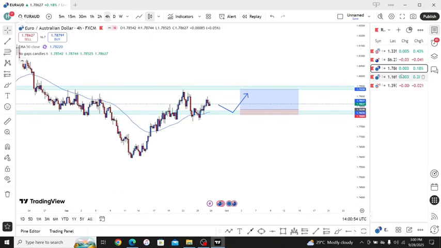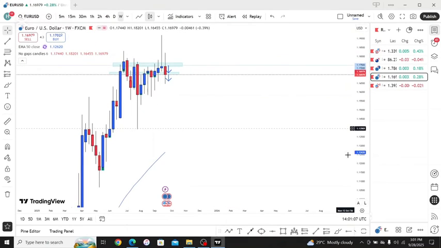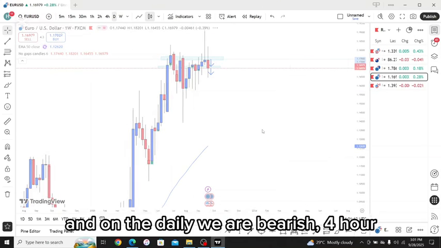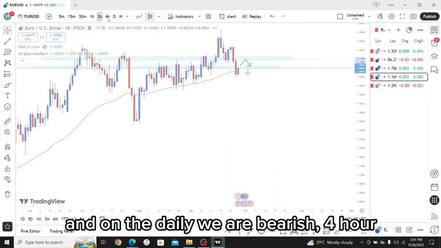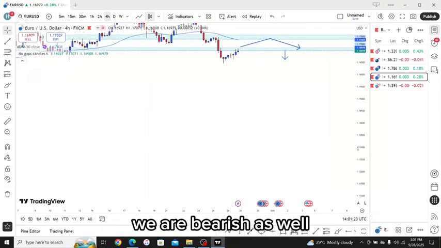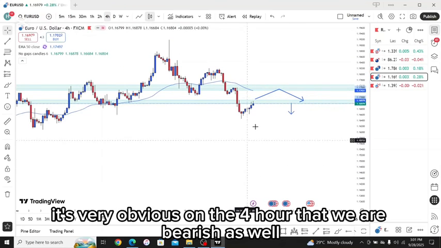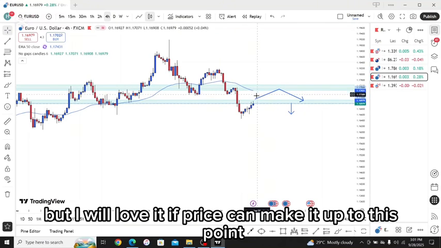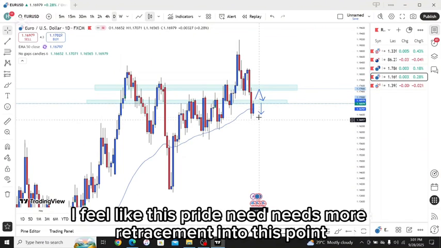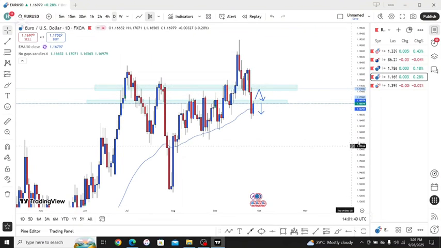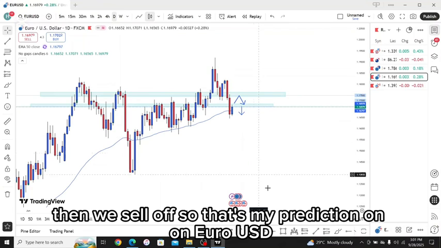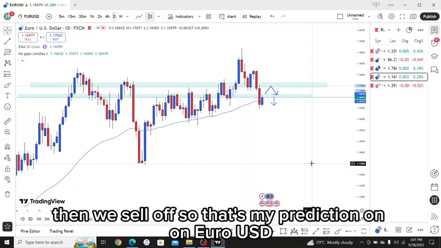And on Euro USD, we are very bullish on the weekly time frame, and on the daily, we are bearish. On the 4 hour, we are bearish as well. It's very obvious on the 4 hour. So I'm waiting to see some kind of rejection at this point, and if not at this point, I would love it if price can make it up to this point because it's going to be a perfect trade. I feel like this price needs more retracement, so I'll be expecting price to move a little bit up to this extent, then we sell off. So that's my prediction on Euro USD.